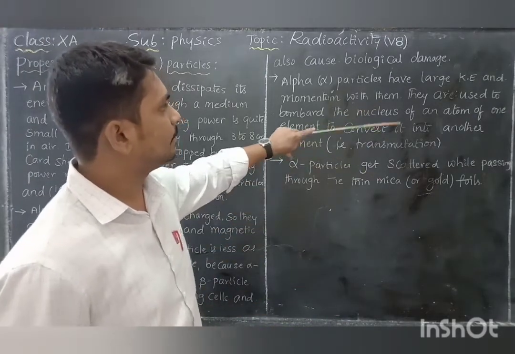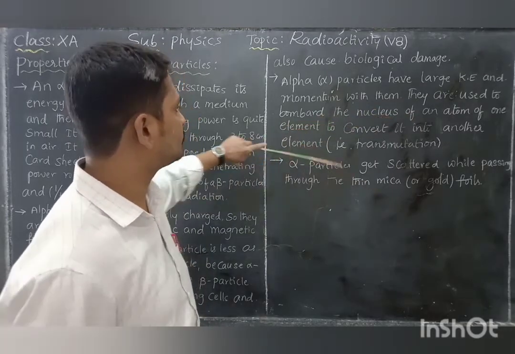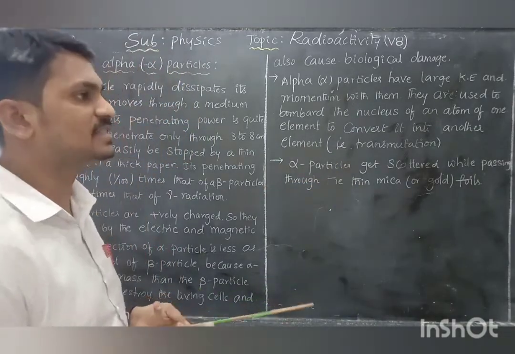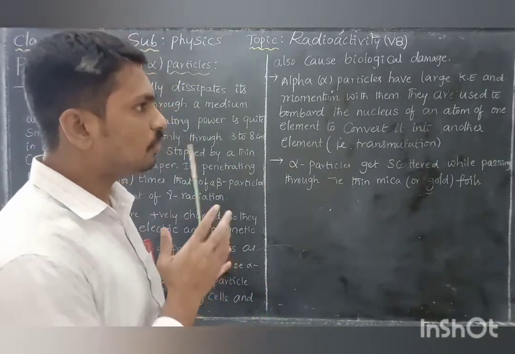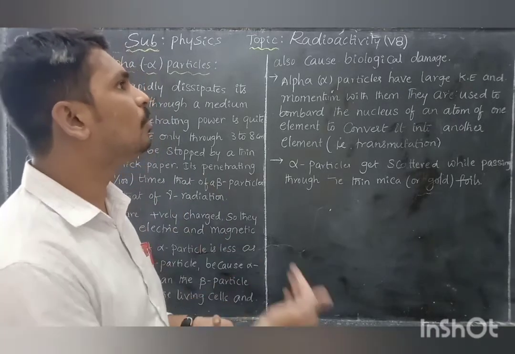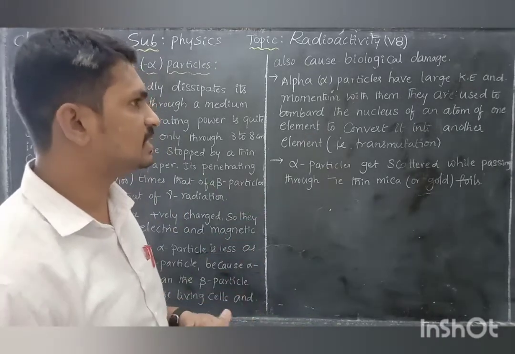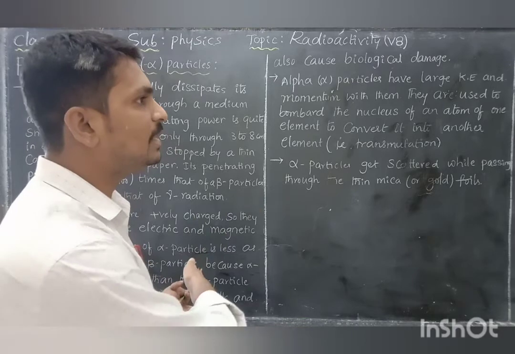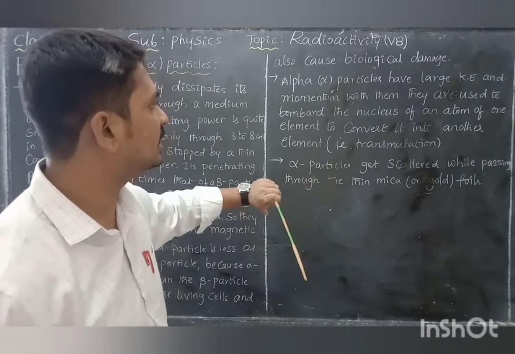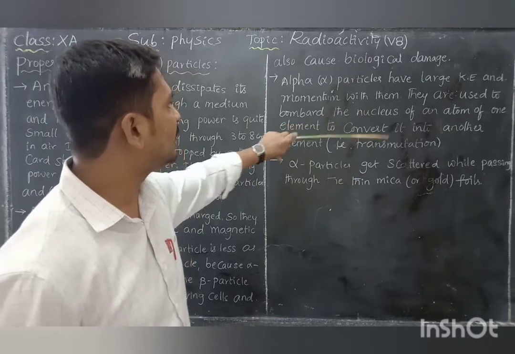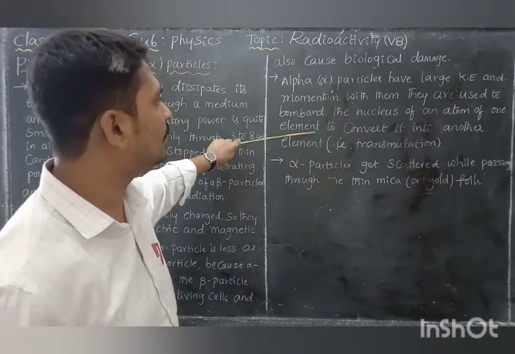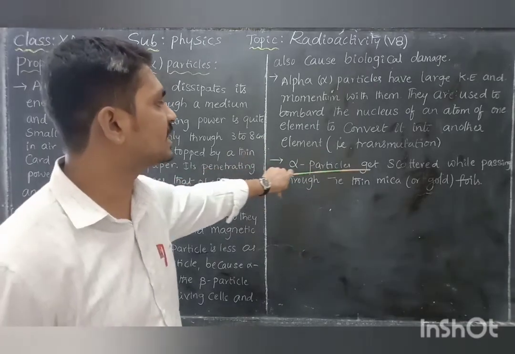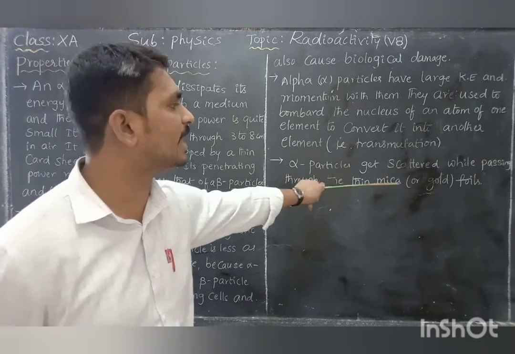So they are used to bombard the nucleus of atoms of one element to convert it into another element, that is transmutation. Transmutation is a process by which we convert one element to another element by bombarding with alpha particles or through a decaying process. Converting one element to another element is called transmutation in nuclear physics. And also they are used to bombard the nucleus of an atom of one element to convert it into another element, called transmutation.